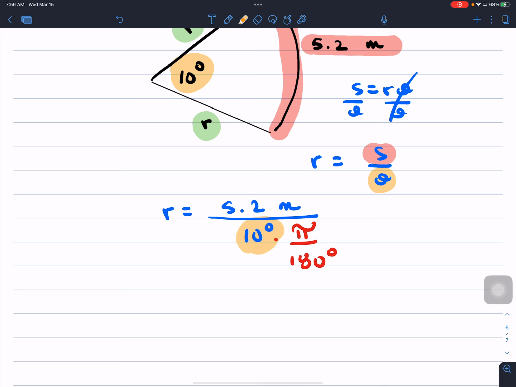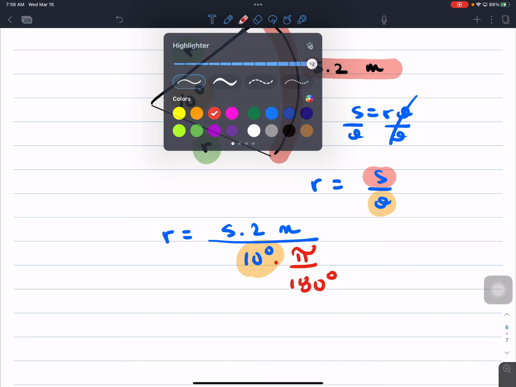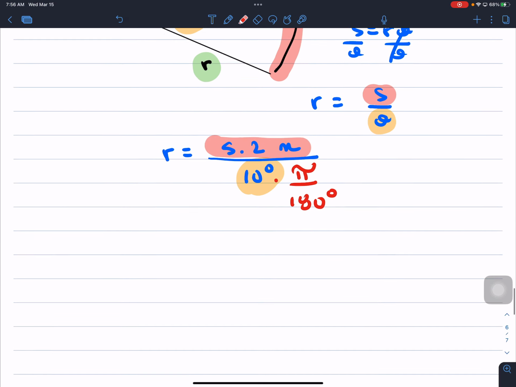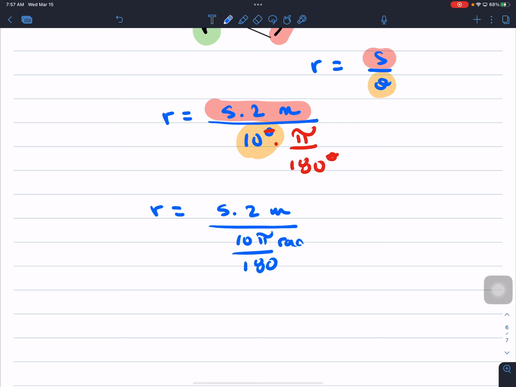aren't going to make sense. And the reason you want to stick with units is so that the numbers make sense. Okay, you guys okay with that? So let's focus on the arithmetic. Degrees cancel, don't they? Okay, so this will be 5.2 meters divided by 10 pi over 180. Don't forget, this is what again? Radians. We forgot to put the word radian, and I'm going to put it because that's an important detail.